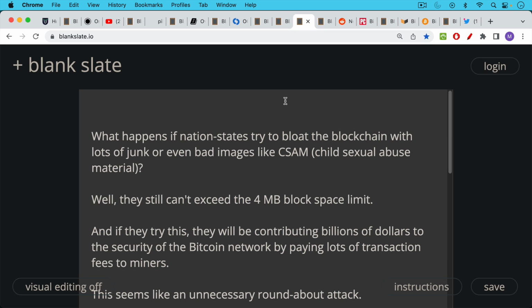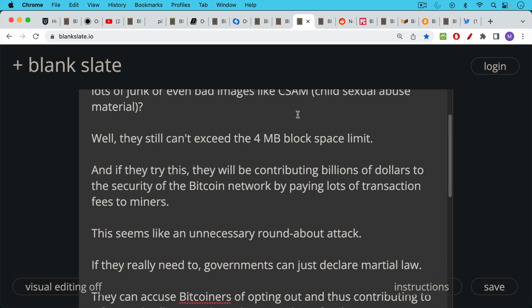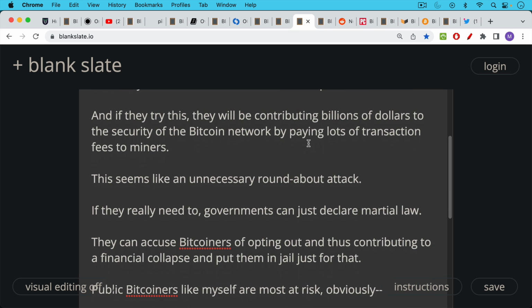Now, what happens if nation states try to bloat the blockchain with lots of junk or even bad images like CSAM, child sexual abuse material? Well, even if they try to do this, they still can't exceed that 4 megabyte block space limit. If they try to do this, what they'll end up doing is contributing billions of dollars to the security of the Bitcoin network by paying lots of transaction fees to miners to have their non-financial transactions included in the next block. And this seems like a really unnecessary roundabout attack if you ask me.